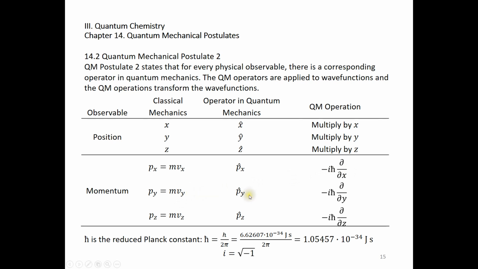Similarly, we have corresponding momentum operators in the y direction and z direction. H bar is the reduced Planck constant. H bar is simply the Planck constant over 2 pi. We plug in the numbers. H bar is roughly 10 to the power of negative 34 joule seconds. And this i is the square root of negative 1. i is an imaginary number.